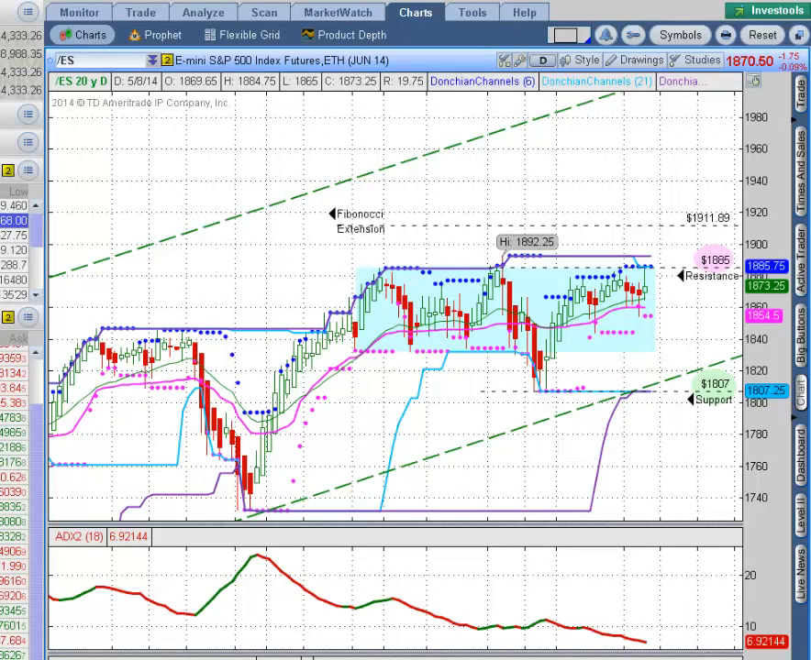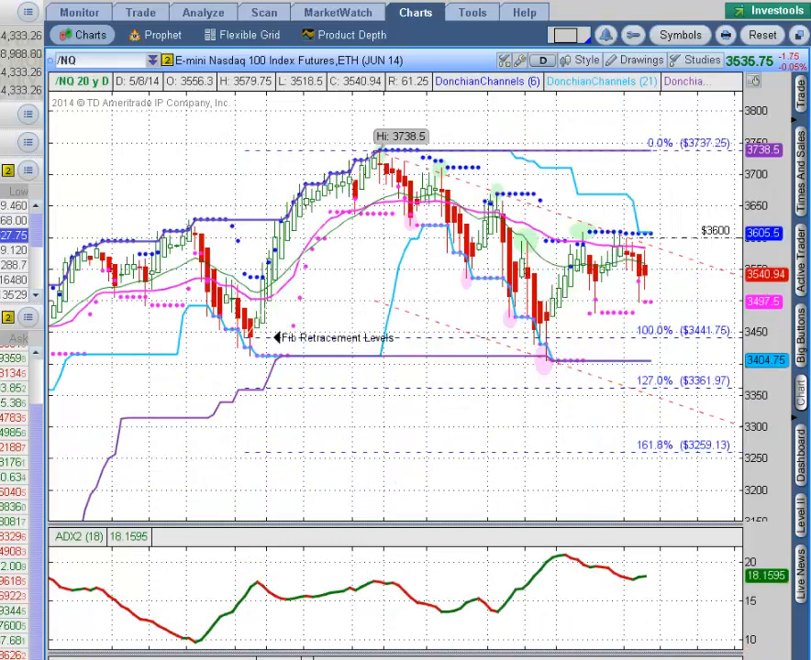The S&P was down. Price remains in the long-term uptrend channel. It also continues to consolidate within the light blue rectangle. Support is at 1807 as seen by the green oval, and resistance is at 1885 as seen by the pink oval.